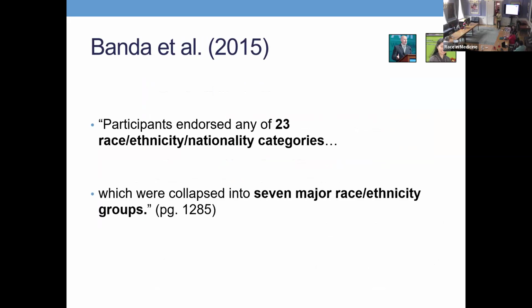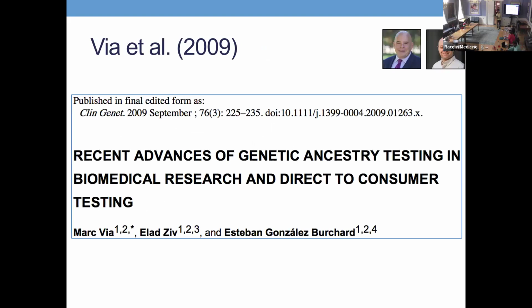They then were collapsed into seven major race/ethnicity groups. So we've gone from 23 self-identified, or at least 23 from an inductive sense, just aggregating what people happen to say, and they've now collapsed them into 7 major ones. Fantastic, this is 2015. Skip backwards to 2009.